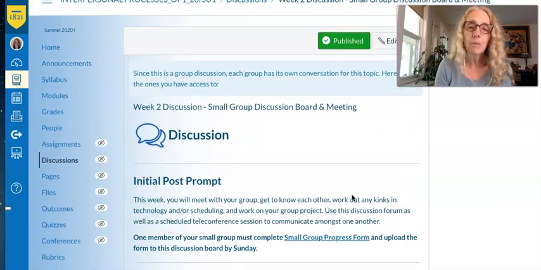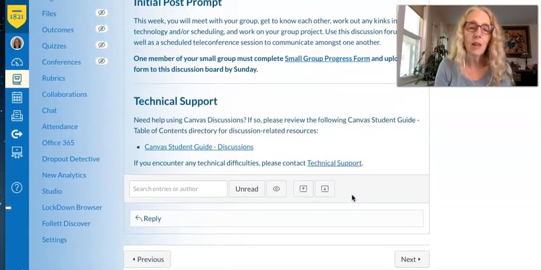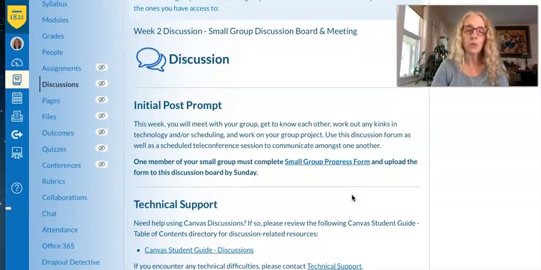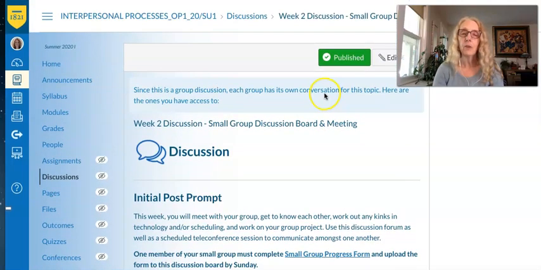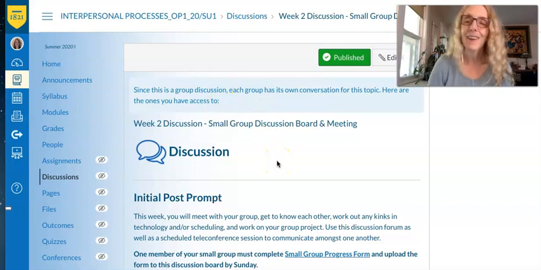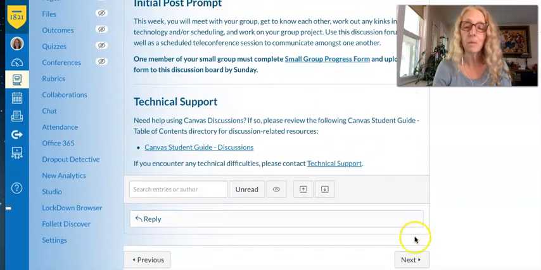So now here, you will be coming here and you will upload your small group progress form. I have created groups, so each group has its own conversation thread. Here are the ones you have access to. Not quite sure why it doesn't say which one yet. I'll have to look into that. But it should say Group 1, Group 2, and Group 3. If you go back to the announcement where I posted who's in Group 1, Group 2, and Group 3, you will see what group you're in, and then you can post by that. All right?